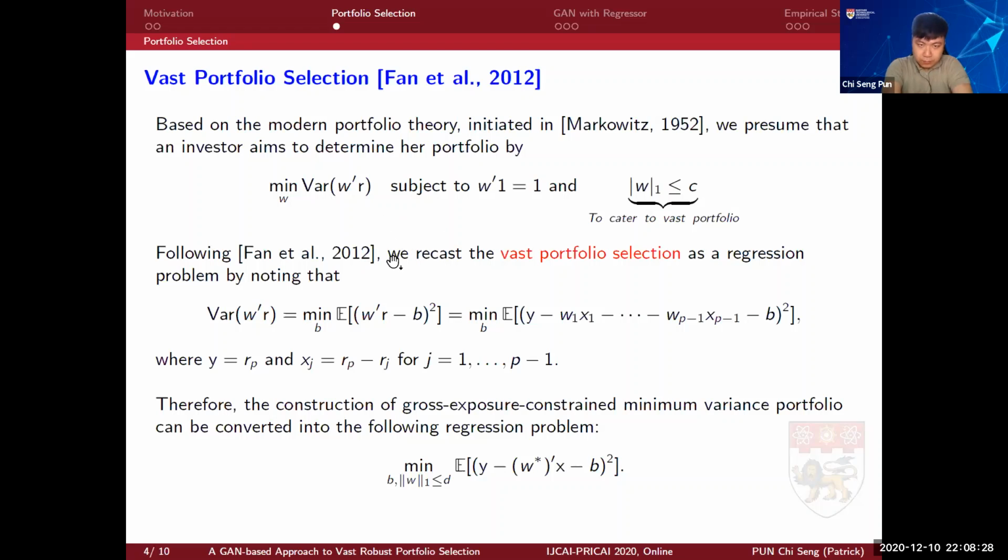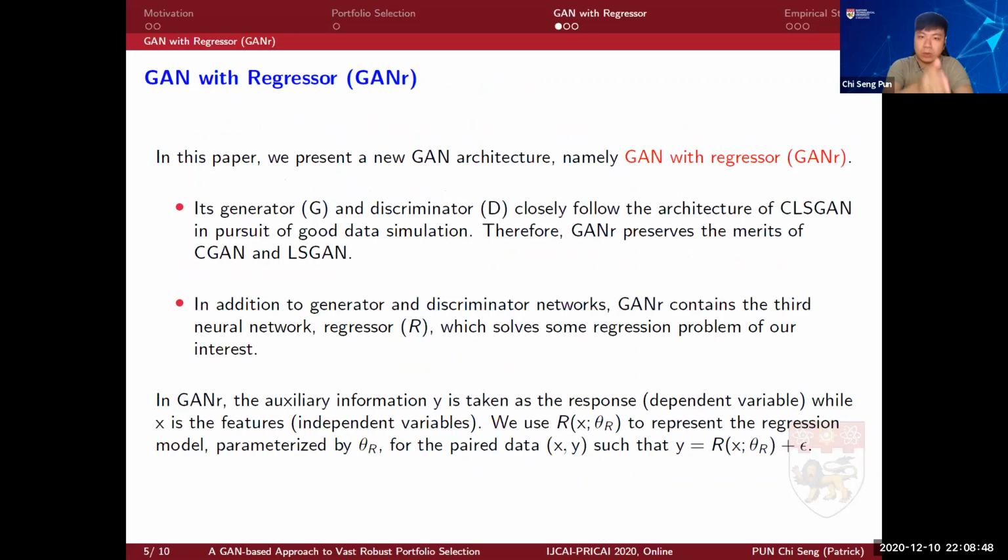Now, one important result from this paper is that such a portfolio selection problem can be recast as a constrained regression problem. So based on this important observation, what we need to do is to introduce a regressor into GAN. So this is what we do in this paper. So we introduce the GAN with regressor.